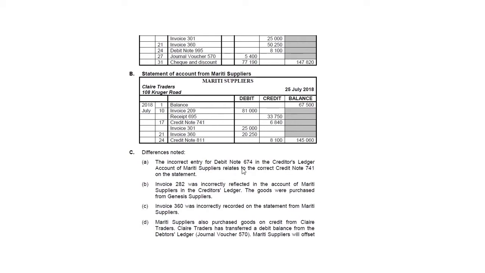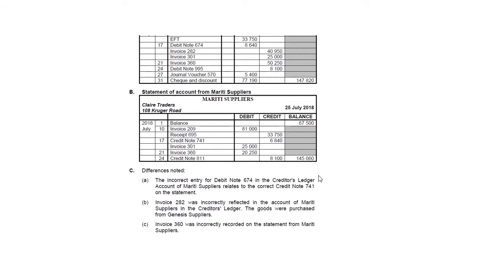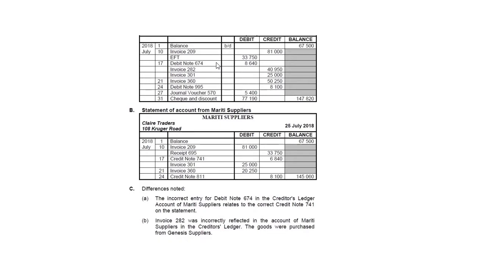The incorrect entry on debit note 674 in the creditors ledger, our books, relates to the correct credit note on their statement. So our debit note incorrect, their credit note correct. Important, we issue a debit note if we return goods, but they will issue a credit note if we return goods. So where we've got a debit note, they will have a credit note. Okay, so let's look at how we will do that.